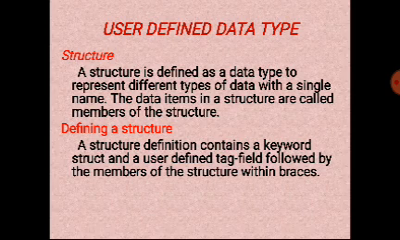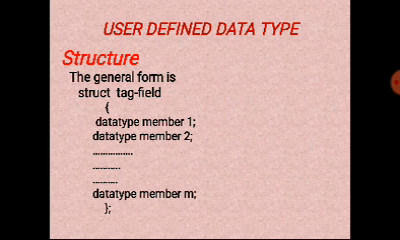The next one, structure. First we have seen enumeration, the next is structure. Structure is defined as a data type to represent different types of data with a single name. The data items in a structure are called members of the structure. A structure definition contains the keyword struct accompanied with the user defined tag field. The members are represented within the braces.